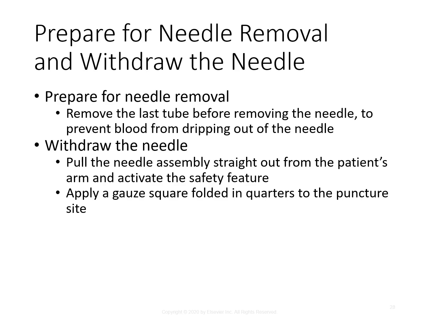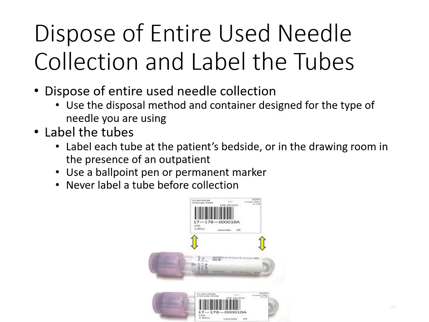The patient's arm should be straight or slightly bent, but not bent back up over the puncture site, which can cause a hematoma. All right, so dispose of the entire used needle collection and label the tubes. Basically, that means you're going to use the disposal method and container designed for the type of needle you are using, which is usually a biohazard puncture-proof container.